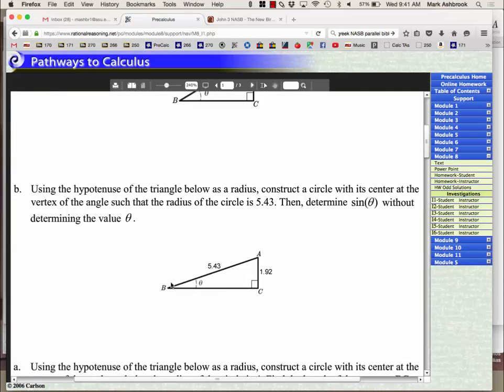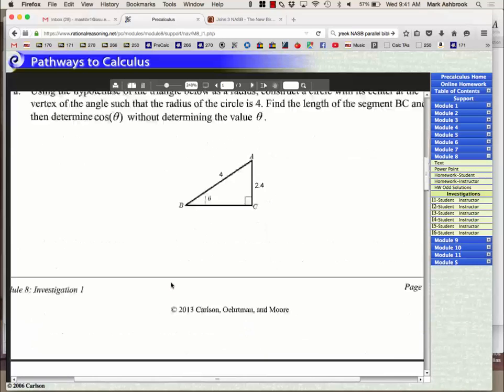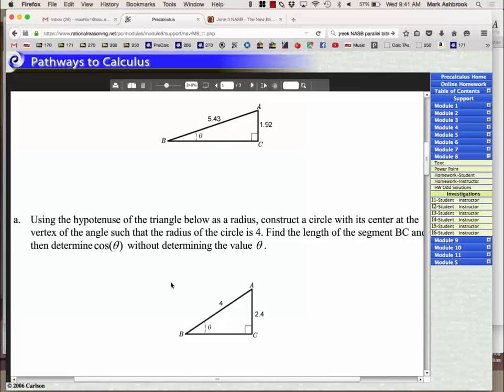Is B just the same? Is there any difference, except different numbers? So what they want to do for cosine, then, for cosine there's an added thing here. How are we going to do it for cosine?